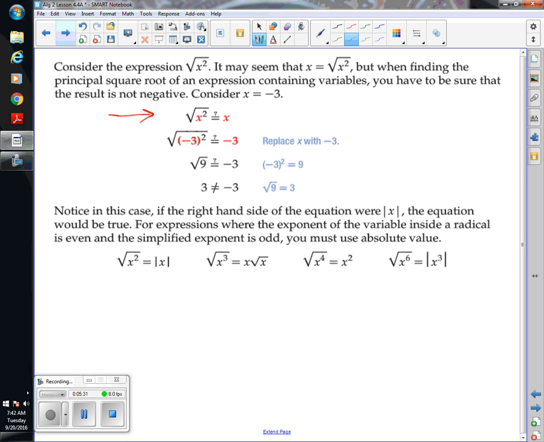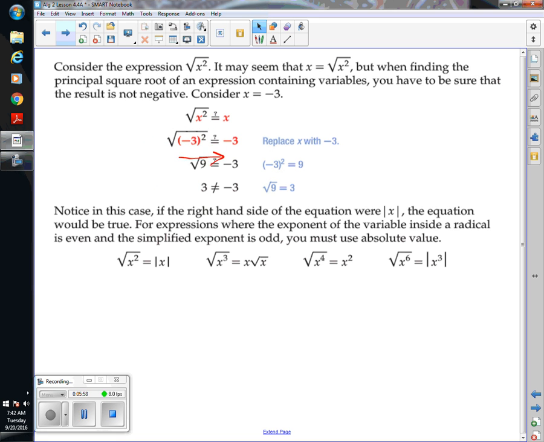Okay, so what they're saying here is think about what if x were equal to negative 3. Then the question is, is the square root of x squared equal to x? Well, the square root of negative 3 squared equals the square root of 9 because negative 3 times negative 3 is 9, and the square root of 9 is 3. On the other hand, remember we have substituted in a negative 3 for this, so x is negative 3.